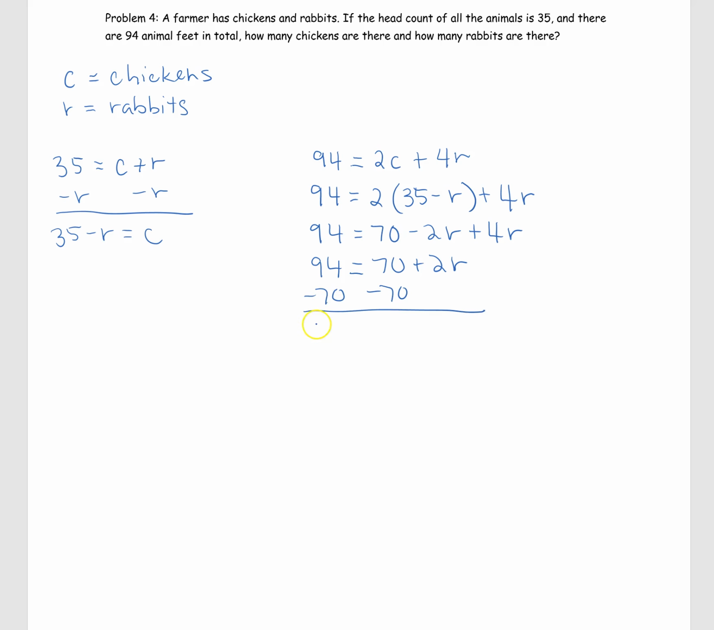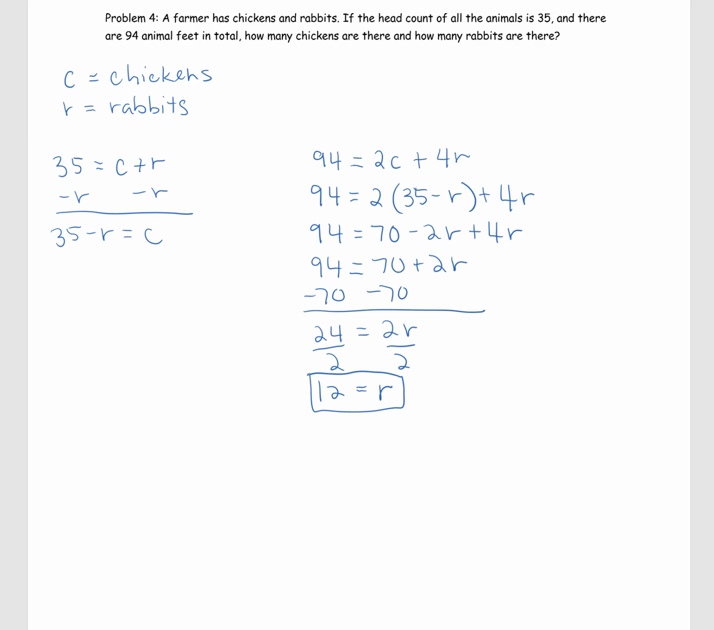94 minus 70 is equal to 24. That's equal to 2r. So now dividing by 2 on both sides, 24 divided by 2 is 12. So we have r is equal to 12, or in other words, the farmer has 12 rabbits.